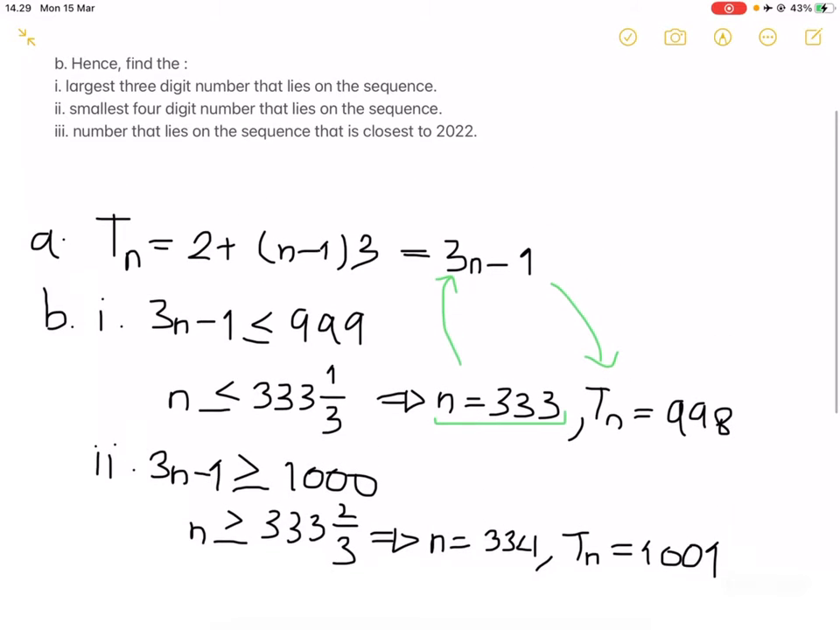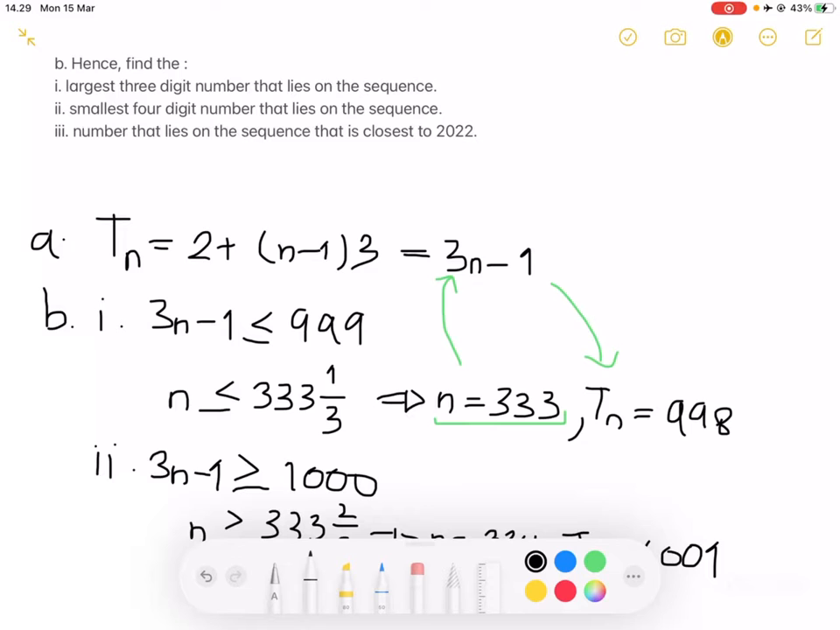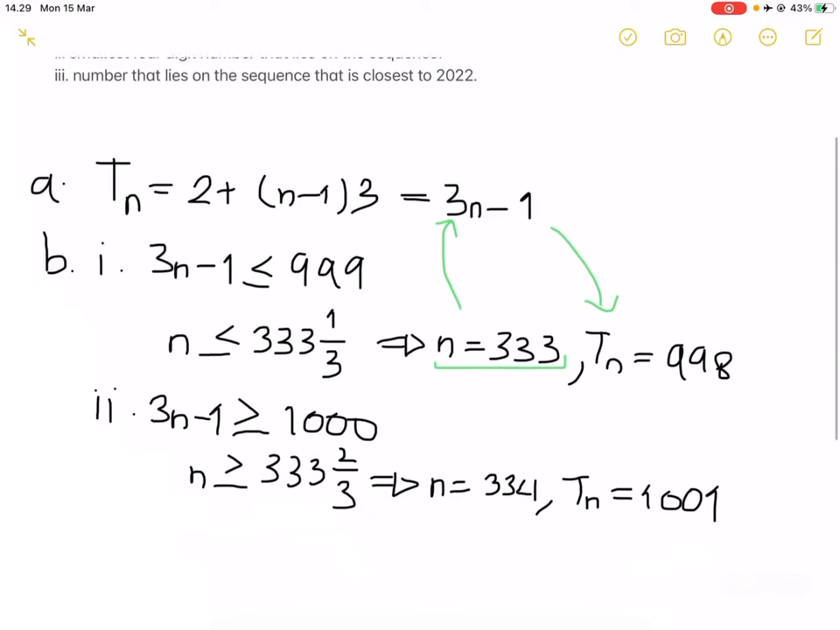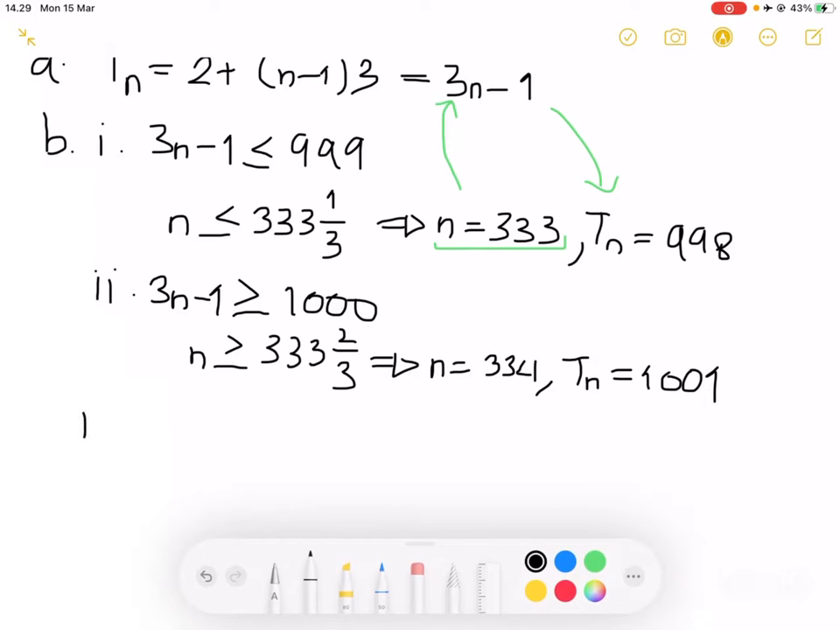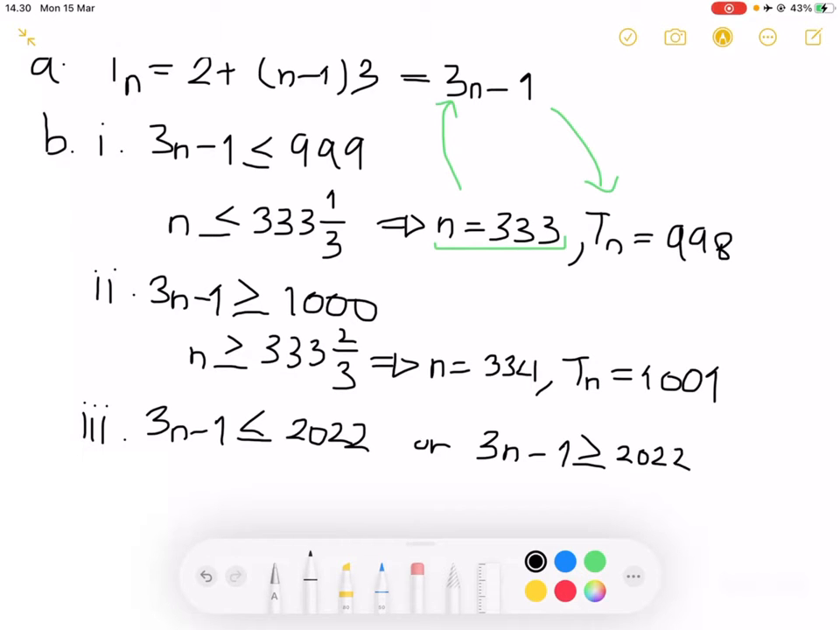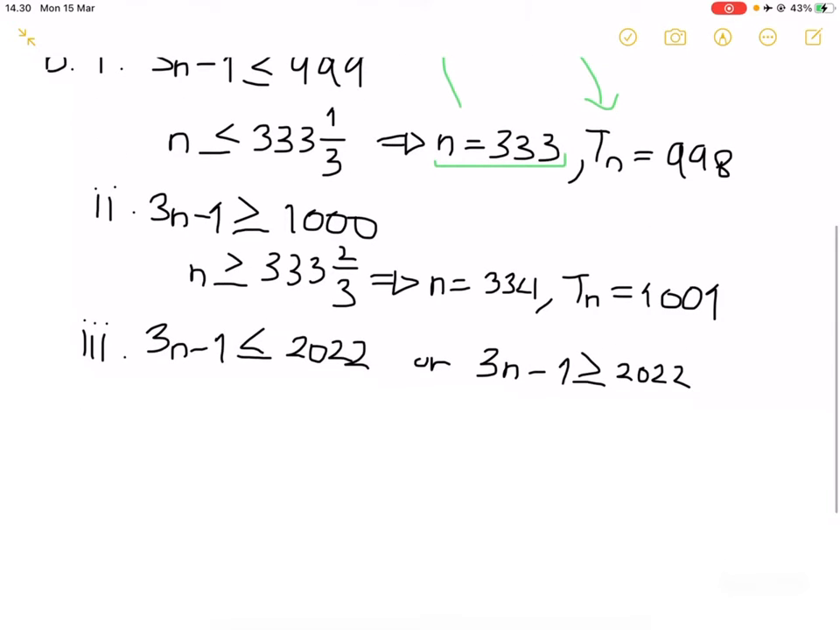And for this third part, we need to find the number that lies on the sequence that is closest to 2022. Alright, when I say it is closest to 2022, it could mean two different things. Meaning that number could be less than or equal to 2022, or greater than or equal to 2022. And with these, we need to find the greatest and smallest integer solutions respectively, and then just compare them and see which one is the closest one to 2022.